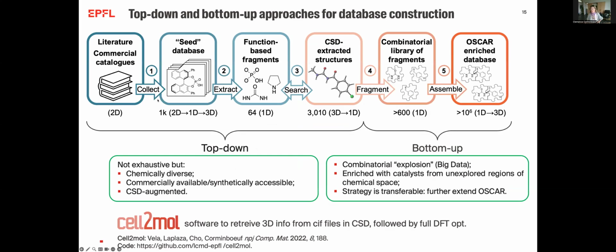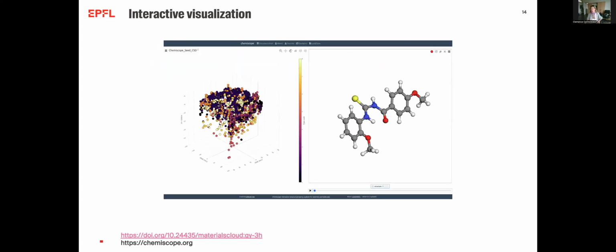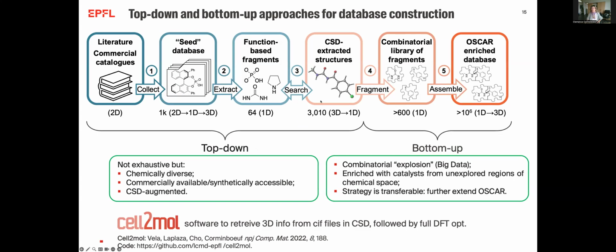Let me briefly, because I know I should give a short talk, talk about, okay, we have these 4,000, so 3,000 plus 1,000 structures. That was the top-down. How can we enrich it from the bottom up? We enrich it by fragmenting this database using different philosophies depending on the type of catalyst that we want to focus on. I will show you an example.